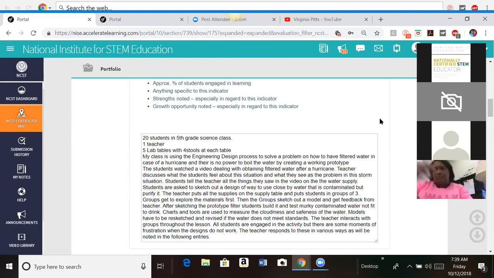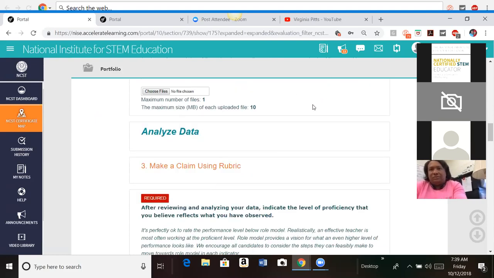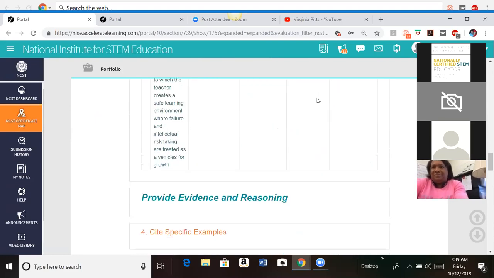So this is how, when I did mine, this is my data information, and I wrote about it. I told them that it was a real world situation with a hurricane, and the teacher discusses the situation with the students, and she actually chose this, so there wasn't any brainstorming going on, which is one of the things she could have done better. And then they go through and talk about what they could do. And then down here, I can't upload because I'm a fake student on these that I get to use.